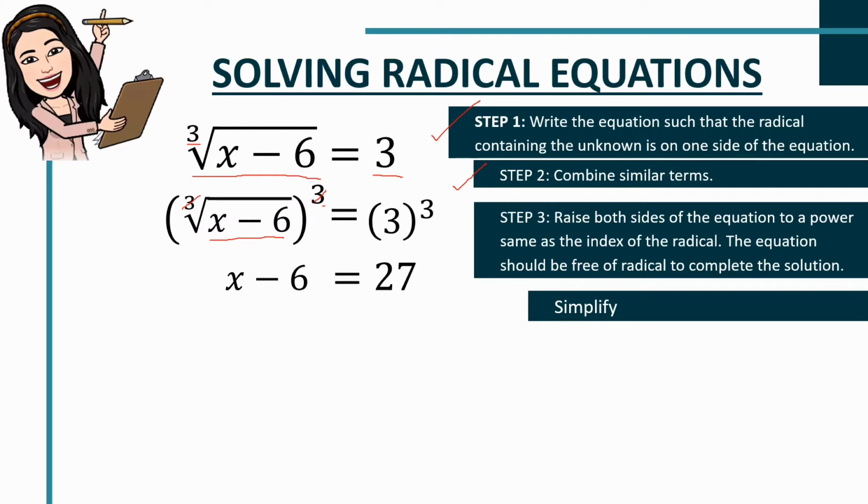Okay. Then, how about 3 cube? It means 3 times 3 times 3, not 3 times 3. Maliwanag? Okay, so that should be 3 times 3, 9 times 3 is equal to 27. So therefore, this is 27.